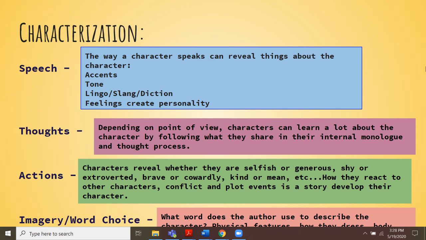Are they kind? Are they mean? Are they brave? Are they cowardly? How do they react to certain characters? How do they react to conflict that's presented to them? And we have external conflict and internal conflict. How are they responding to that? How do they react to the events in the plot that we can see them in action, right? So that's another way.